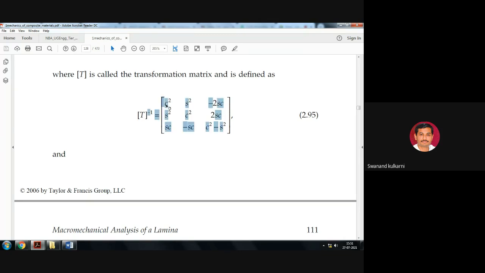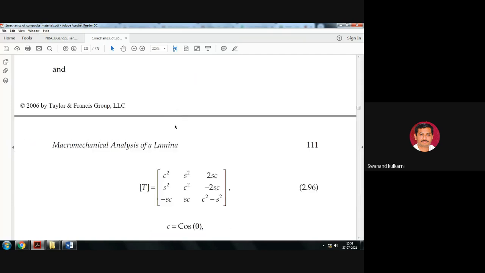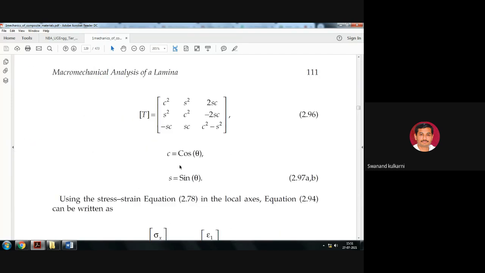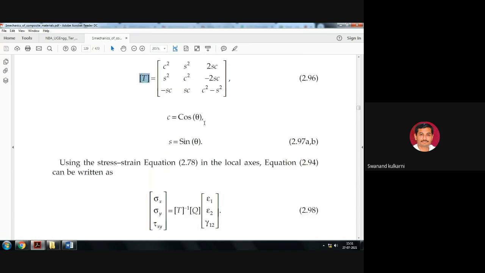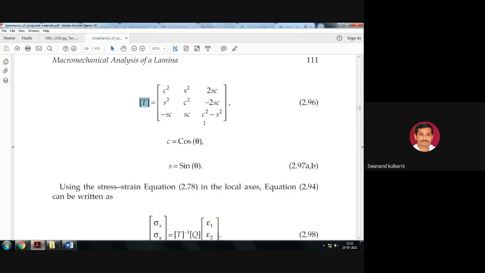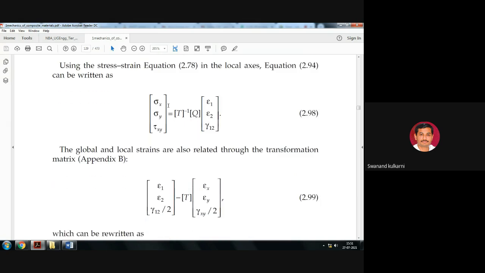In the present example, that theta is 60 degrees, and that's why C, which is cos theta, and S, which is sin theta, the values we should put here with the help of this transformation matrix, and after putting those values, we will get the values of sigma x, sigma y and tau xy. Is it okay? So this particular equation, sigma x, sigma y, tau xy, is again represented in terms of stress, and before using this equation there was sigma 1, sigma 2 and tau 1, 2.